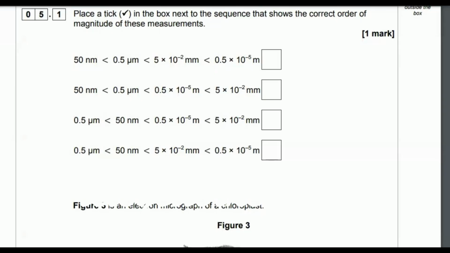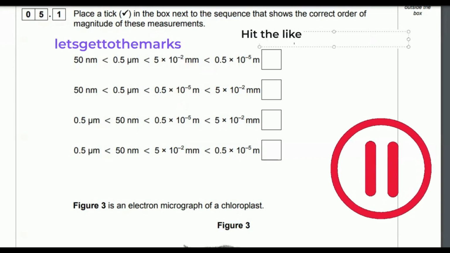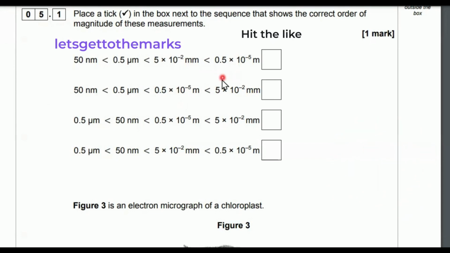Welcome to Let's Get to the Marks. We're looking at an A-level biology question on cell fractionation and microscopes. Please tick a box next to the sequence that shows the correct order of magnitude of these measurements. Pause the video, have a go, then unpause and watch the explanation. Okay. Are you ready for the correct answer? The correct answer is row number 2. So put a tick there, and I'll go through now and explain how I got to that.